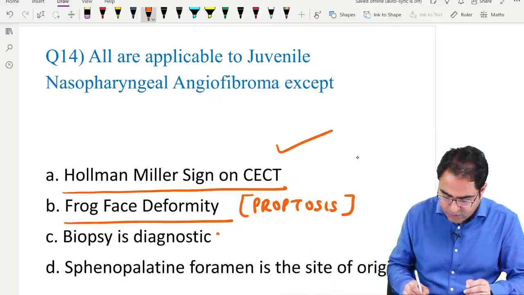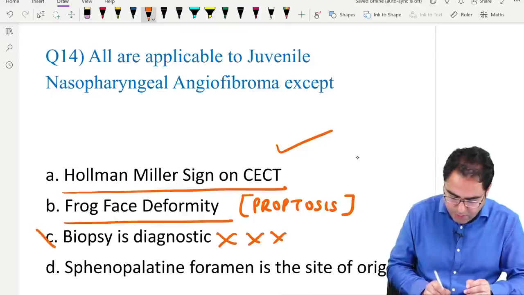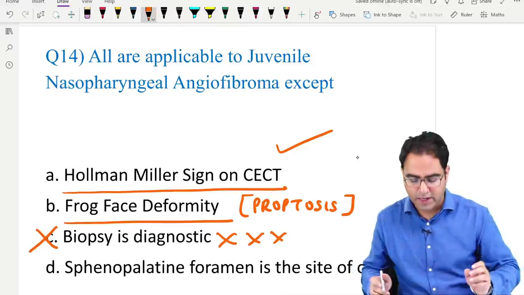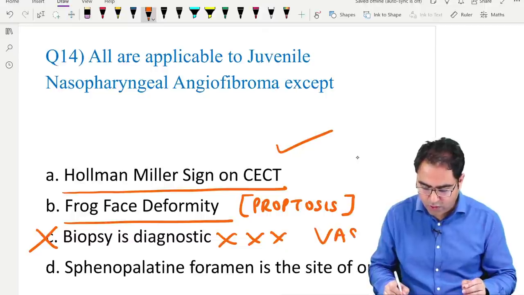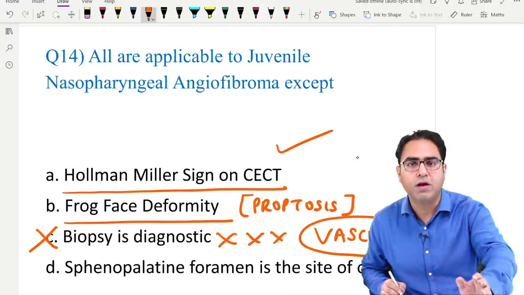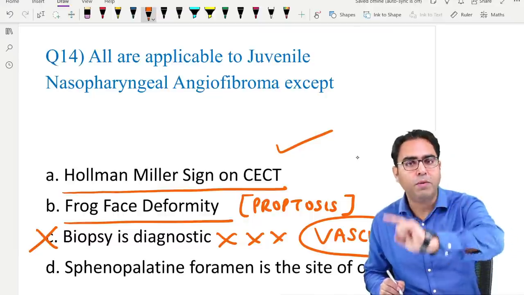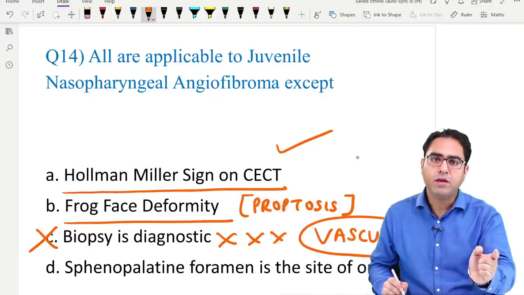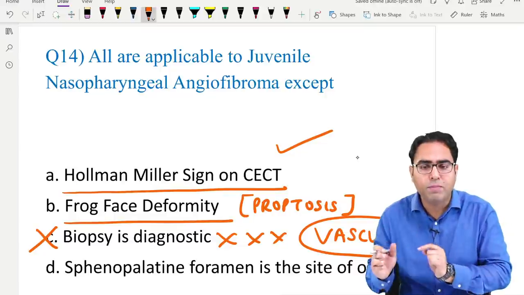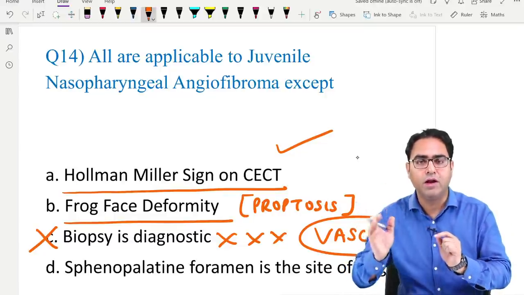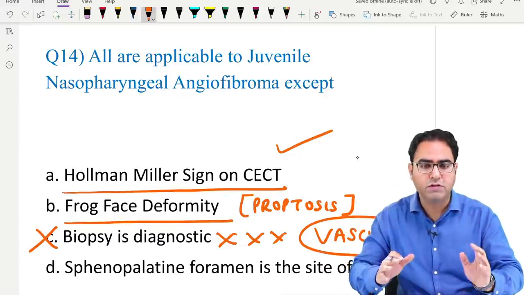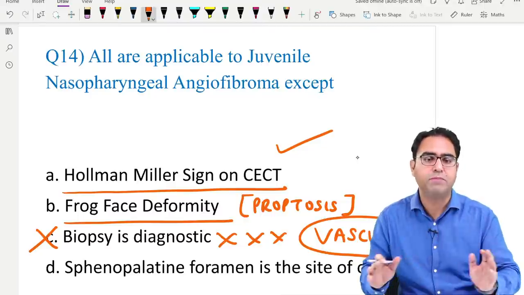Will you biopsy? Never, never, never. Biopsy is contraindicated. It's a highly vascular tumor, beta. Two tumors in ENT which are highly vascular are angiofibroma and glomus jugulare. Angiofibroma belongs to the nose and nasopharynx, glomus jugulare belongs to the ear, beta. Now, very important, both these tumors, you never biopsy, beta.